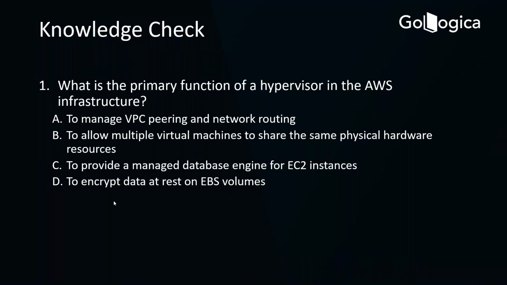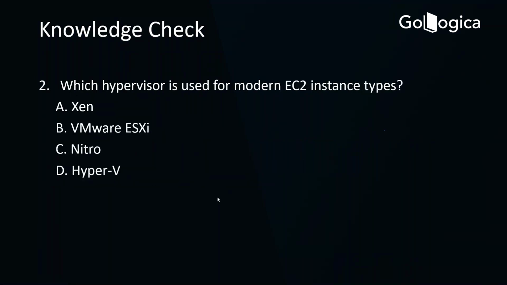Okay, you need to select the correct answer from these options. One, to manage VPC peering. That's not correct. Two, to allow multiple virtual machines to share the same physical hardware. Three, to provide a managed database engine for EC2. So B, to allow multiple virtual machines. Yes, that's the hypervisor's purpose. That's correct.